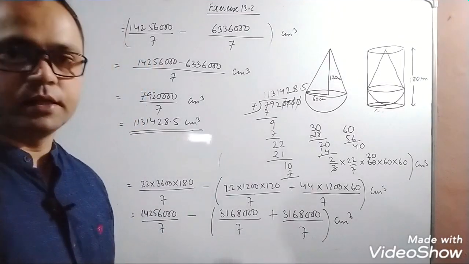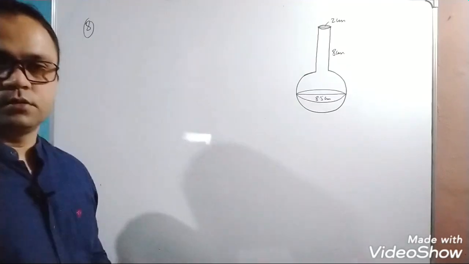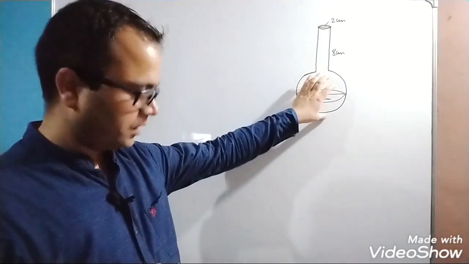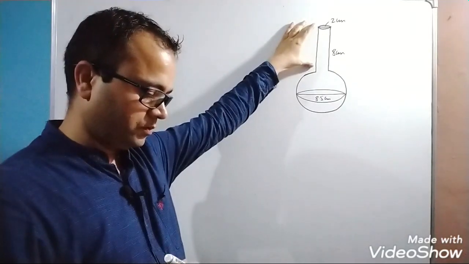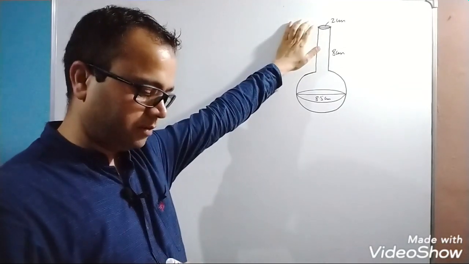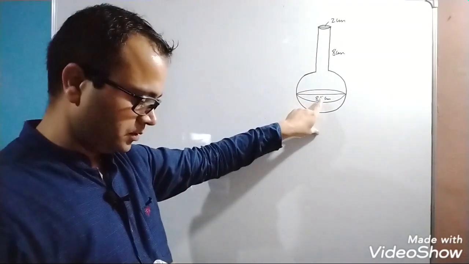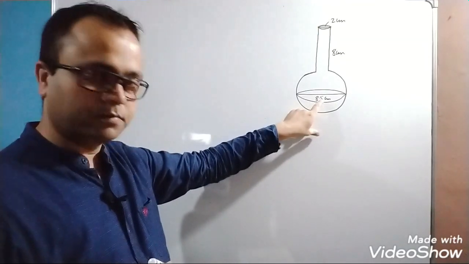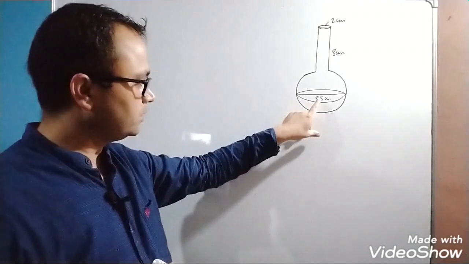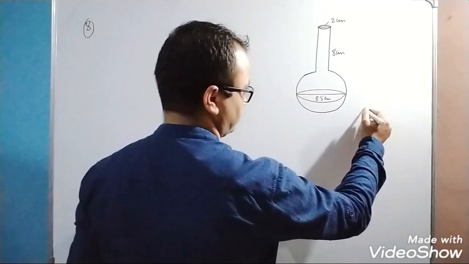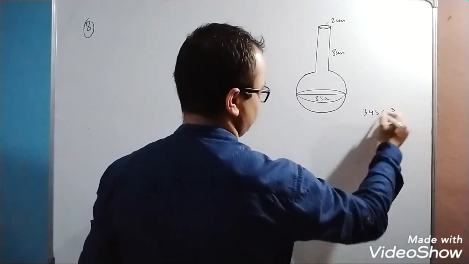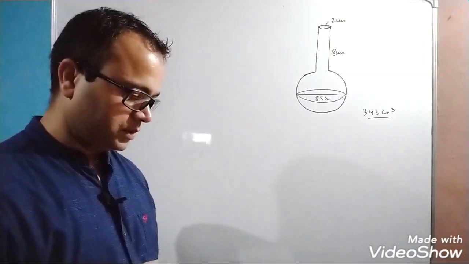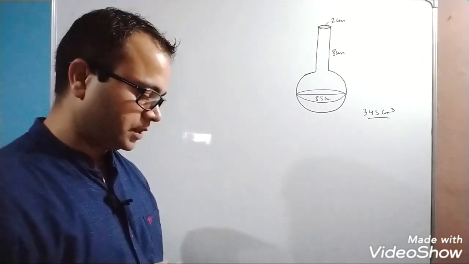Okay, now question number 8. A spherical vessel has a cylindrical neck, 8 centimeter long, 2 centimeter in diameter. The diameter of the spherical part is 8.5 centimeter. By measuring the amount of water it holds, a child finds its volume to be 345 centimeter cube. Check whether this is correct or not, taking the above as the inside measurement and pi equals 3.14.